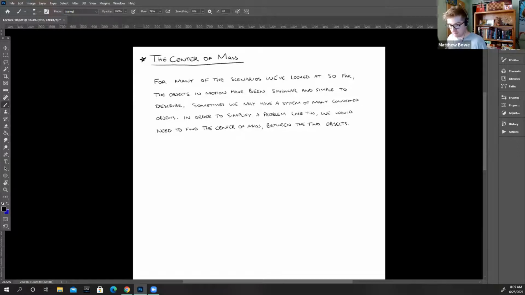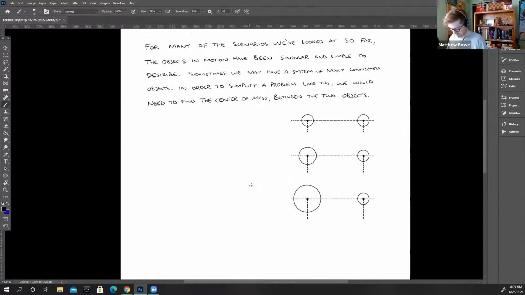Now let me bring up my little diagram. We have on the right here, think of it as two spheres, or if you wanted to think about them as planets or what have you. These two objects are some distance apart from one another.